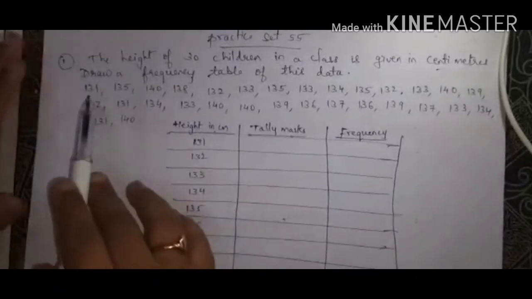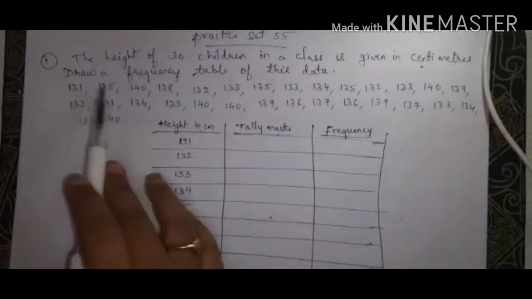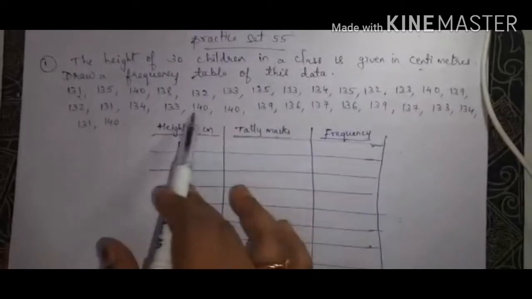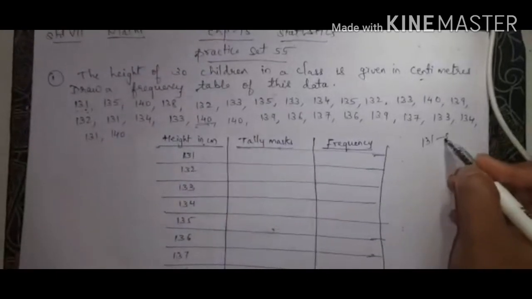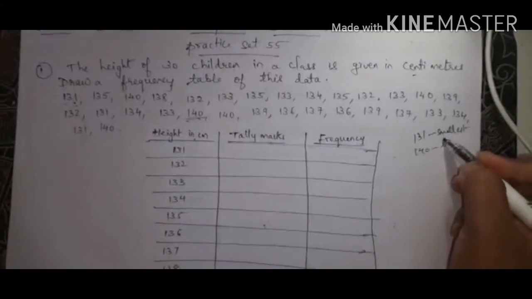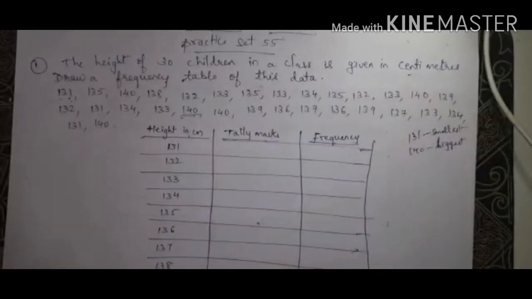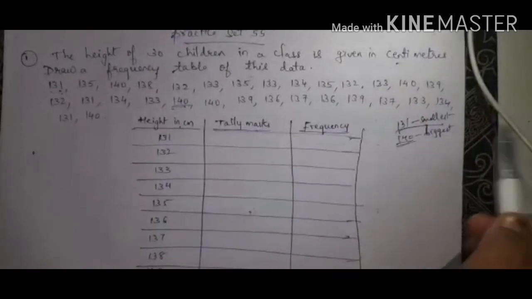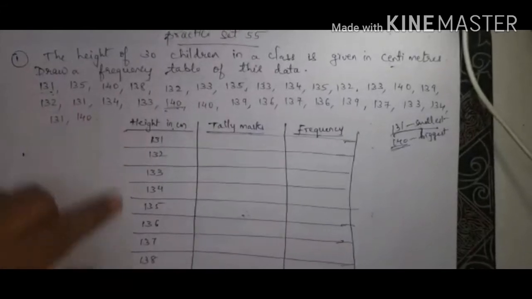Now, in the data which is given, we first have to find out which number is the smallest and which number is the greatest. If you see the full data properly, 131 is the smallest number and 140 is the greatest number. So from 131 to 140 you have to write all the numbers. First search for the smallest, the starting number, and the last number, and between them write all the numbers. So all these numbers I have written; that is the height.